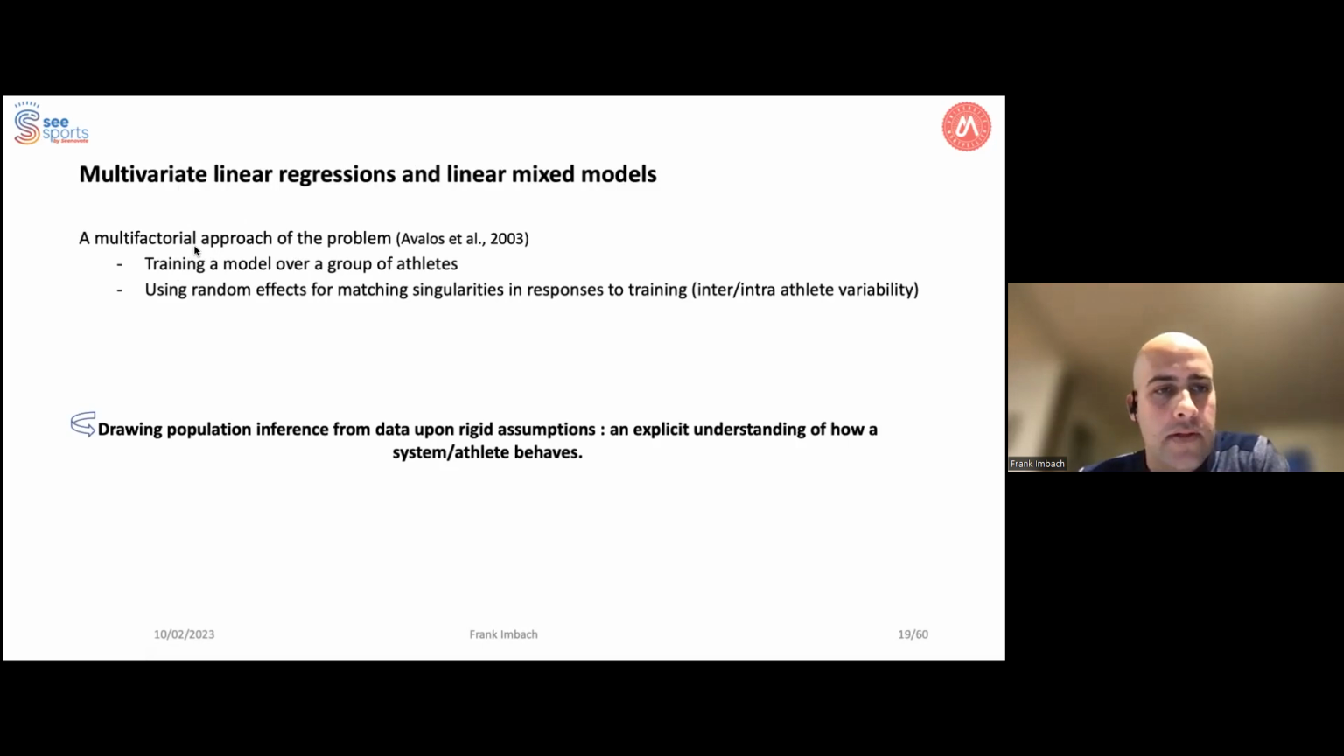The purpose is to draw a population difference from data upon rigid assumptions, so linear assumptions, and to give an explicit understanding of how a system, in the case of the model, or how an athlete behaves.